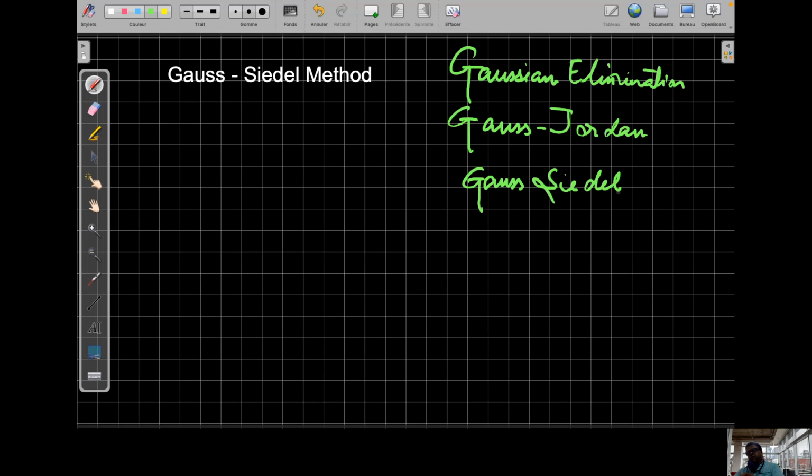Now, how does the Gaussian elimination method differ from Gauss-Jordan? How does it differ from the Gauss-Seidel method? That also I will cover in brief. So let us try to do that.